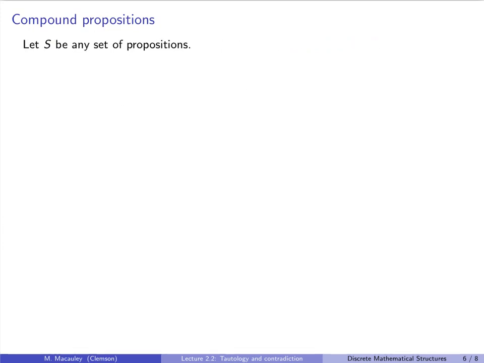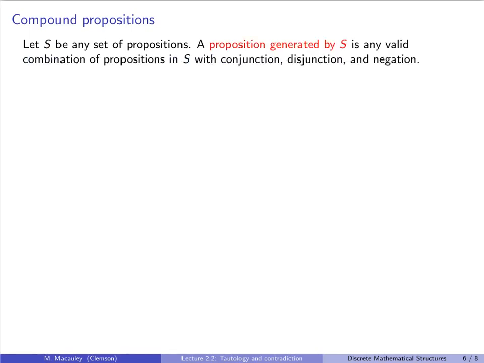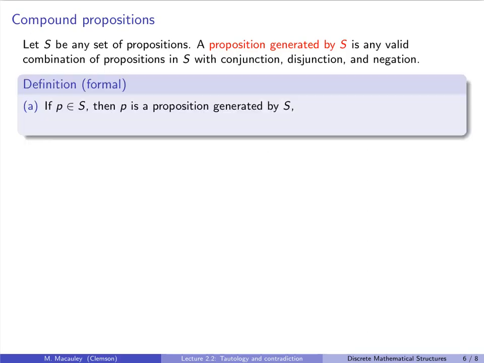Let's suppose that we have a set S of propositions. A proposition generated by S is any valid combination of propositions in S using conjunction, disjunction, and negation, and, or, and not. Here is a formal definition. If P is an element of S, then trivially, P is a proposition generated by S. Think of this as like the base case.